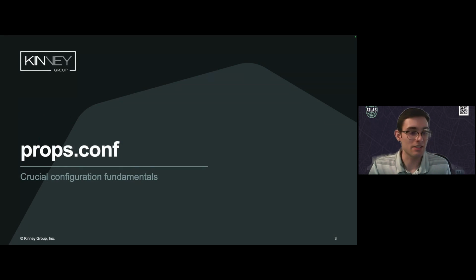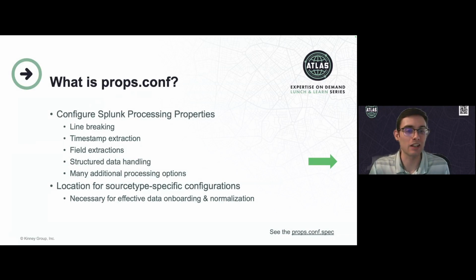So to start talking about props.conf, this is really a necessary configuration file when you're working with data onboarding. When we say getting data in, we're often thinking about the basics of making sure we're sending data to our Splunk servers in the outputs.conf, that we're looking at the right files in the inputs.conf. Our next really important step is the props.conf. And the props.conf is where we configure all of our Splunk processing properties.